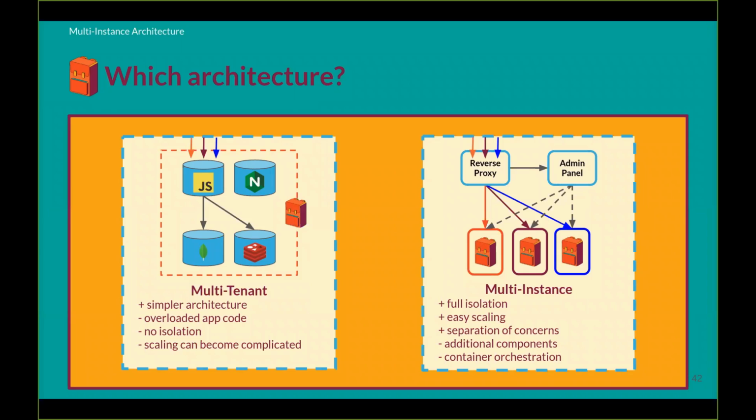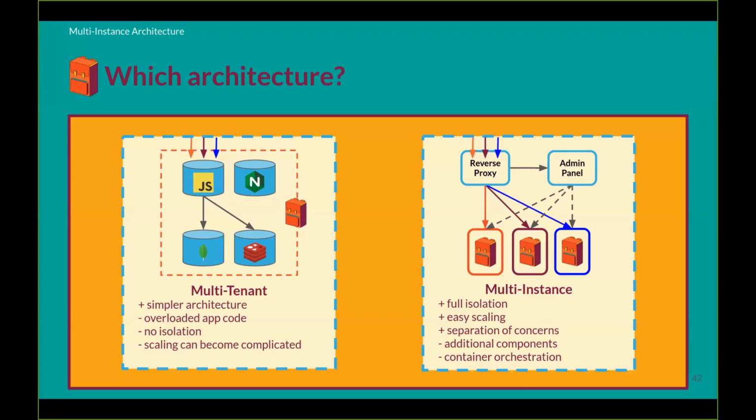Scaling is a little complicated in this architecture as well. On the right, we have the multi-instance architecture, where each application using the system has its own Backpack stack, its own Express API, and its own Mongo database. This version offers full isolation, so the code for each application is completely independent of the other applications. It's a little easier to scale because we just have to spin up a new Backpack instance for each new application. And it respects the separation of concerns.